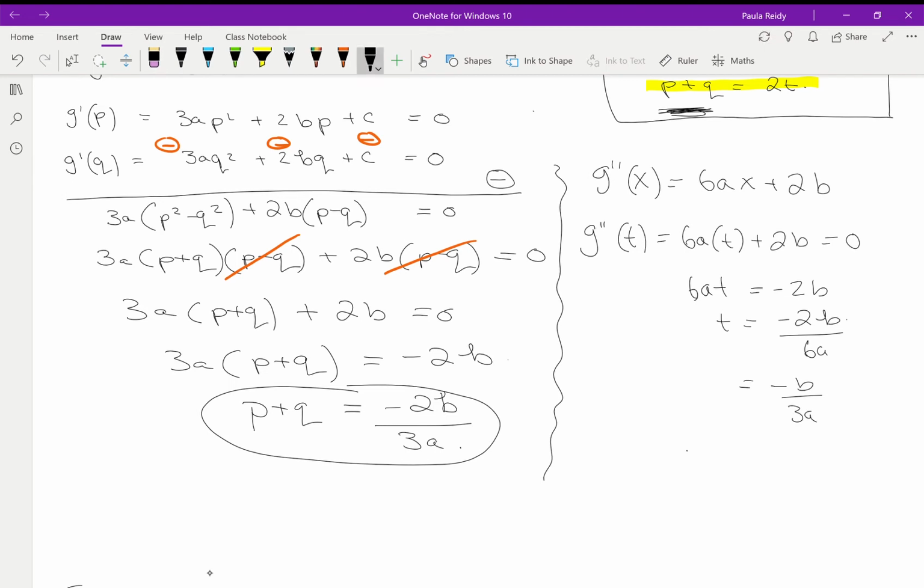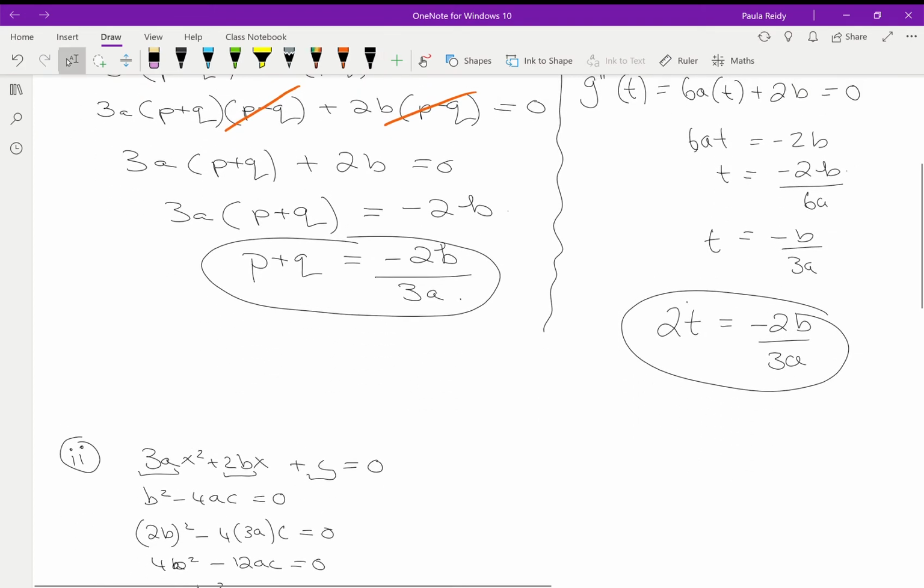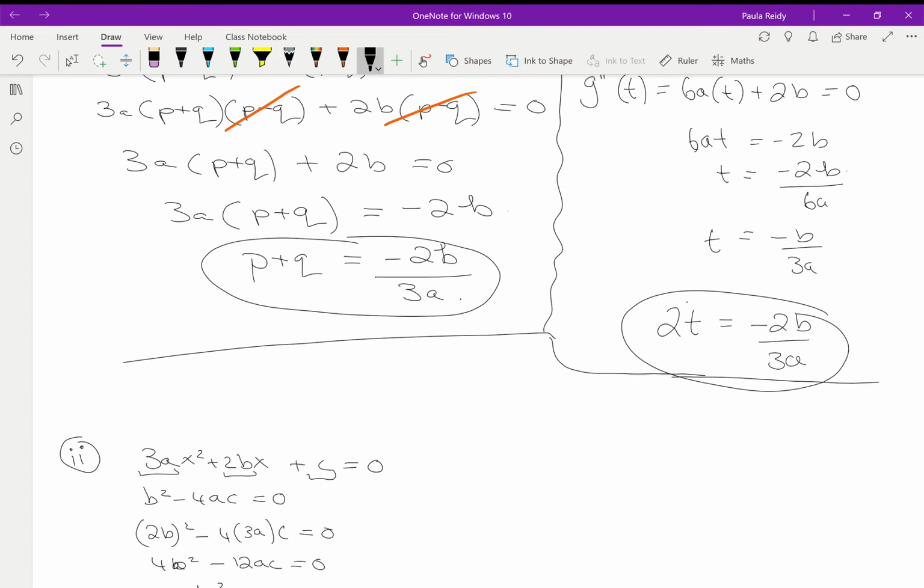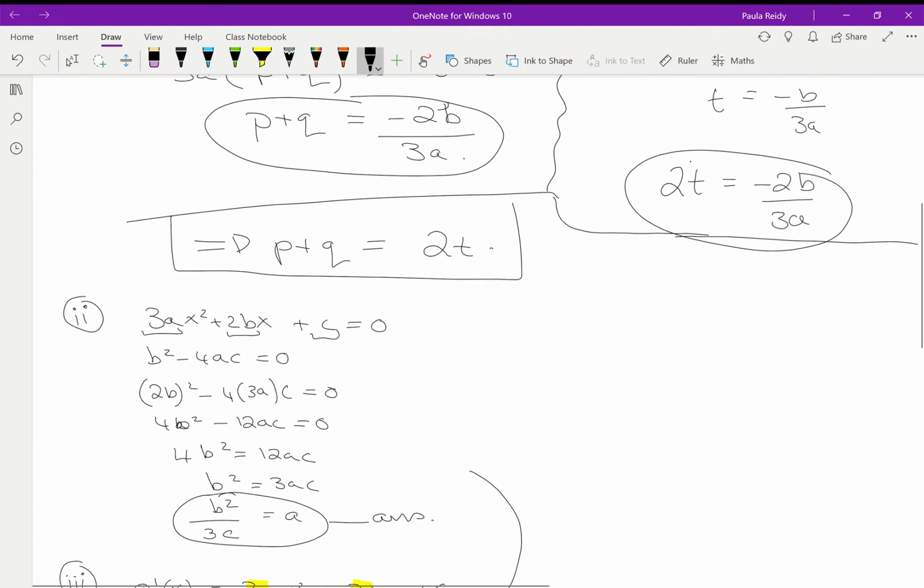Now, that's clearly what t is equal to. And 2t is what you'll need, which is going to be minus 2b over 3a. And now we clearly see that p plus q is clearly equal to 2t. So we've done our question 1. Our question 2, you made a good fist of it, everybody.